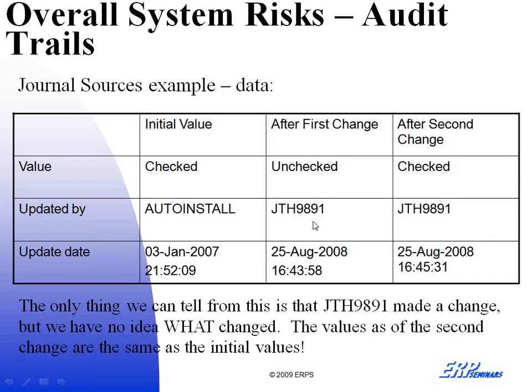The fact of the matter is, as it relates to what's stored at the application level, all you have is the value of that record as of this point in time. All you can tell them is that the value was checked as of this point in time. There was no audit history or audit trail that said the initial value was this, it was changed to unchecked, and it was changed back to checked.